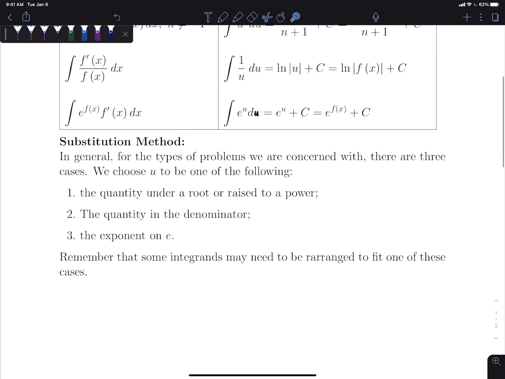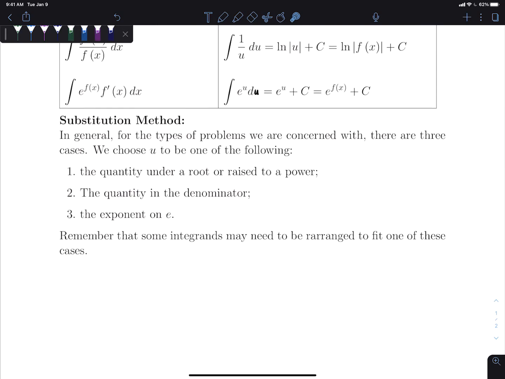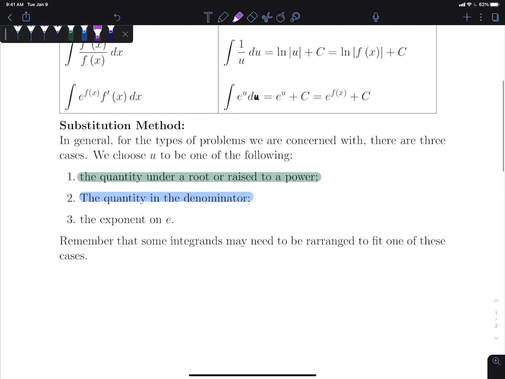Now, if you notice down here for the substitution method, in general, for the types of problems we're concerned with, there are 3 cases. We choose u to be one of the following. So basically, u is going to be either the quantity under a root or raised to a power, the quantity in the denominator, or the exponent on e. And that is pretty much it. Remember that some integrands may need to be rearranged in order to fit one of these 3 cases.